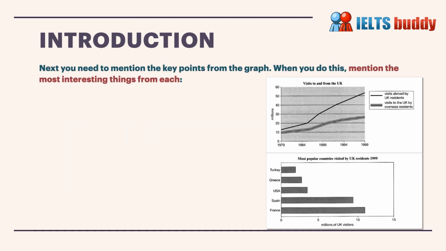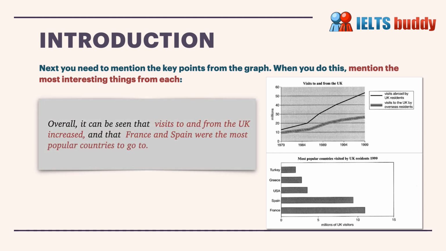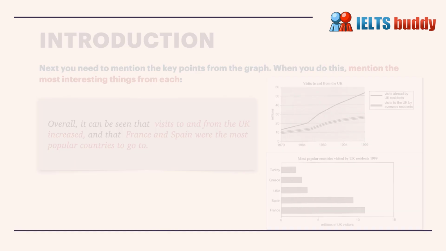Next, you need to mention the key points from the graph. This is what they call the graph overview. When you do this, mention the most interesting things from each. So for example, you could say overall it can be seen that visits to and from the UK increased and that France and Spain were the most popular countries to go to. So notice again, it's mentioned something from both of them, not just one. You should choose something from both.